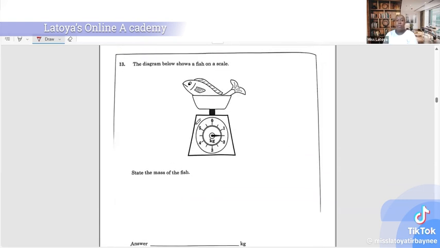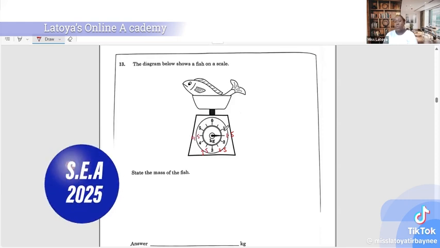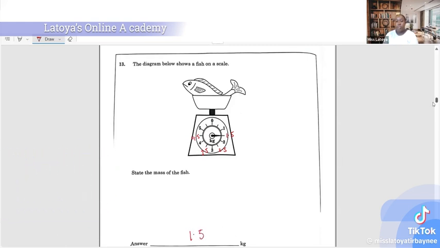Question 13. The diagram below shows a fish on a scale. Where is it? Here is 1. Here is going to be 1.5. Here is going to be 2. Here is going to be 2.5. Here's going to be 3, 3.5, 4, 4.5, and so on. So the mass is 1.5 kgs.